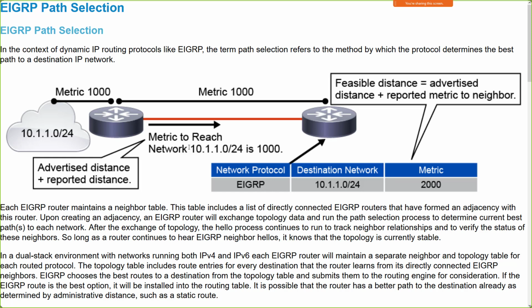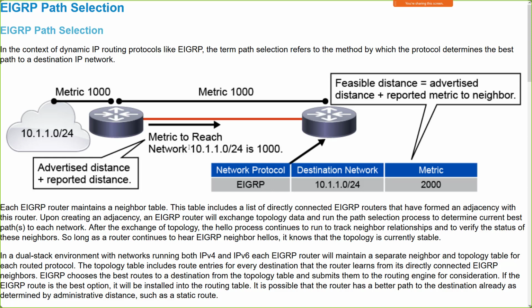EIGRP, the first step in any EIGRP process is to go ahead and establish an adjacency. And we do that with the neighbor table, right? Once we've established that adjacency, then we can decide what types of routes exist and how we're going to communicate that information from one router to the other. And that goes into our topology database, right?